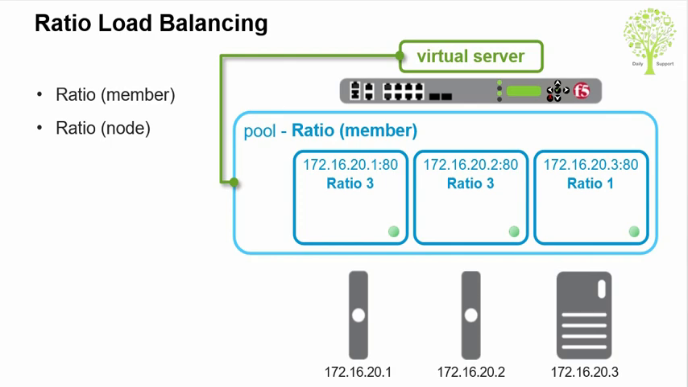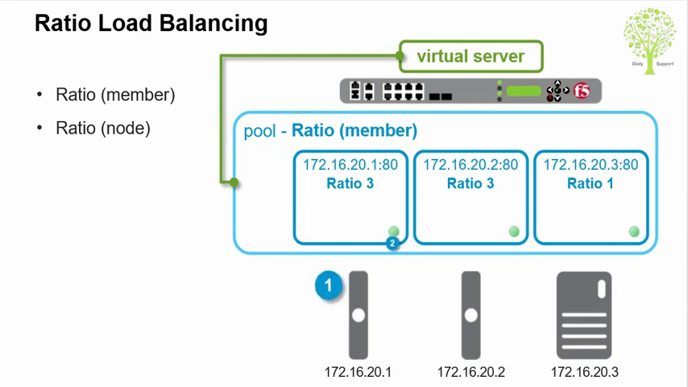We've defined the larger capacity members with a ratio of 3 and the smaller capacity member with a ratio of 1. For every one connection load balanced to 172.16.20.3 port 80, the other two members will receive 3 connections.